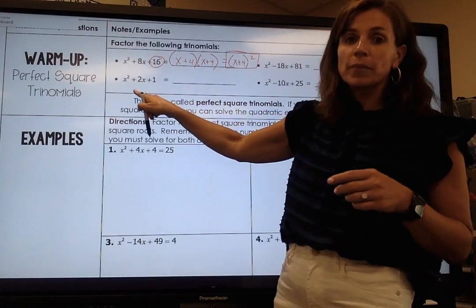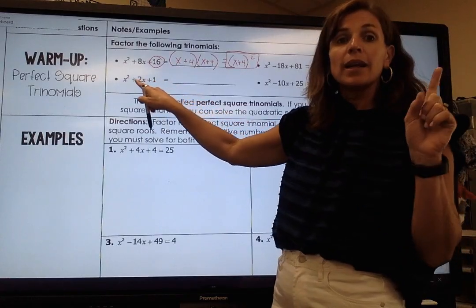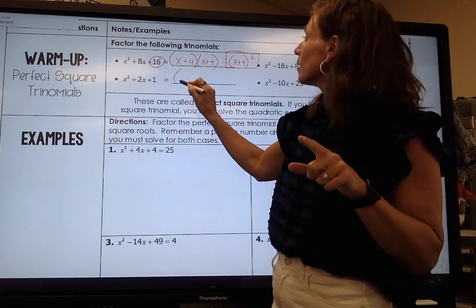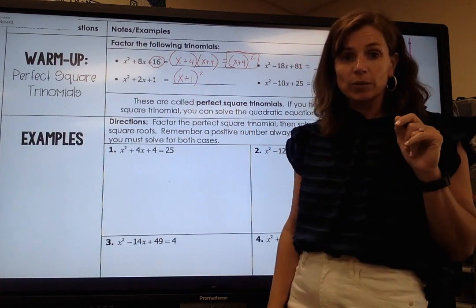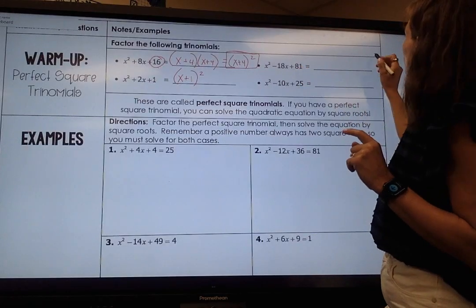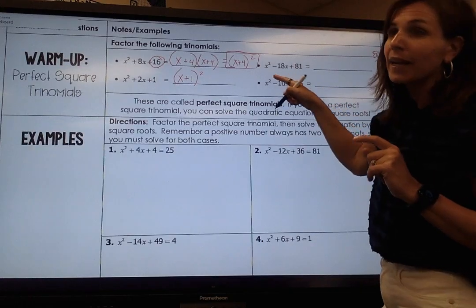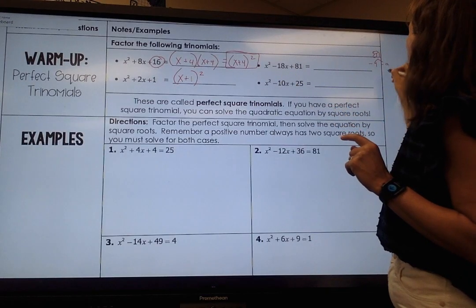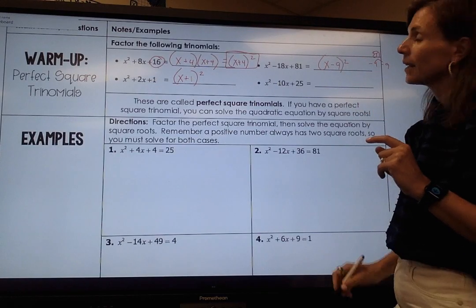So look at this one. This is a perfect square. The two numbers that multiply together to give me 1, and add to be 2, it's going to be x plus 1 times x plus 1, or just x plus 1 squared. Okay? Look at over here. Two numbers that multiply together to give me a positive 81, but add to give me a negative 18. Those numbers are negative 9 and negative 9. So I get x minus 9 squared.